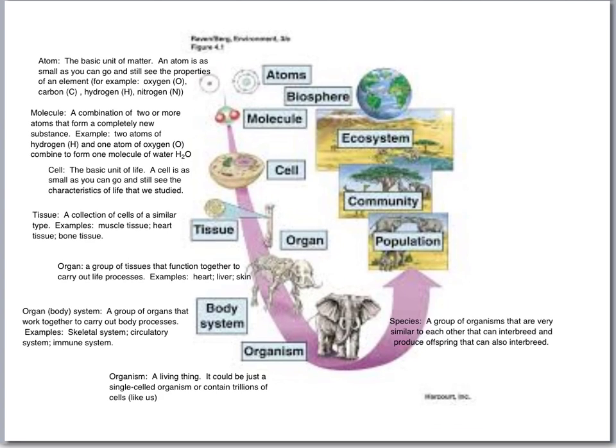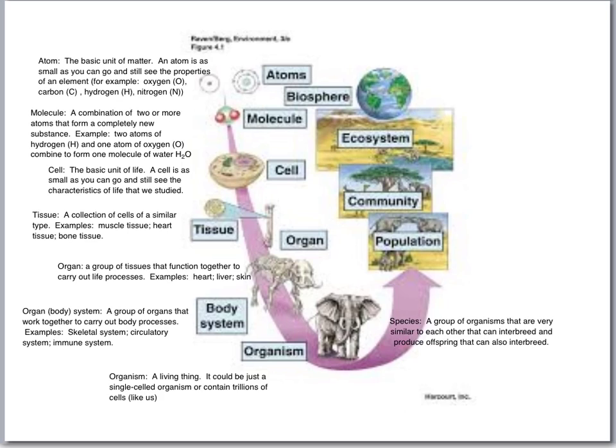Now I'm going to insert a definition here. It's one that we've talked about in class. It's not on the diagram, but I've put it in, and that is species. So species is a group of organisms that are very similar to each other. They're more similar than they are different. And they can interbreed and produce offspring that can also interbreed.